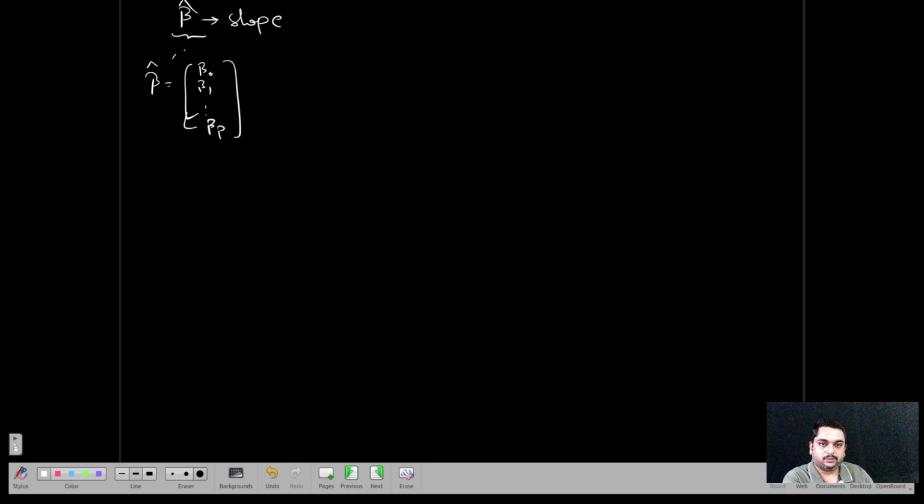Now we'll see how to estimate the beta. This one I have to estimate, the slope. See, here it is not a single variable. It is a column vector. So that is nothing but beta is equal to beta naught, beta 1, and so on up to beta p. This is what I have to estimate using my regression equation.